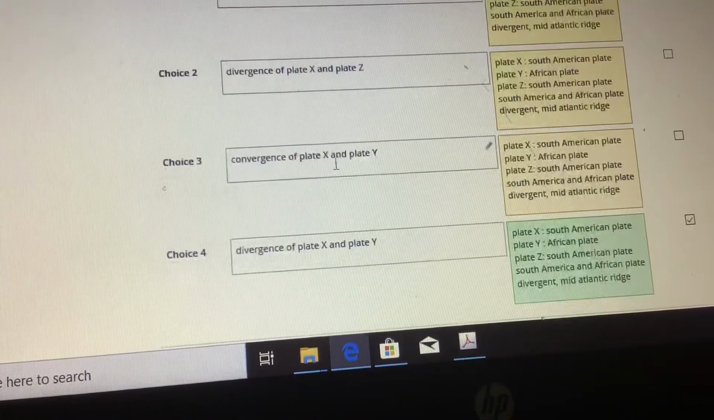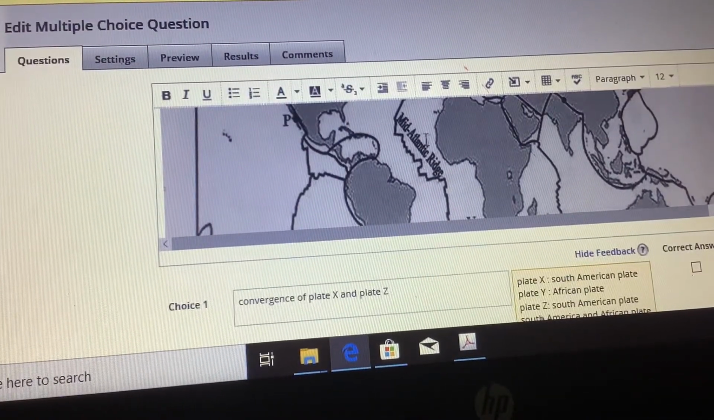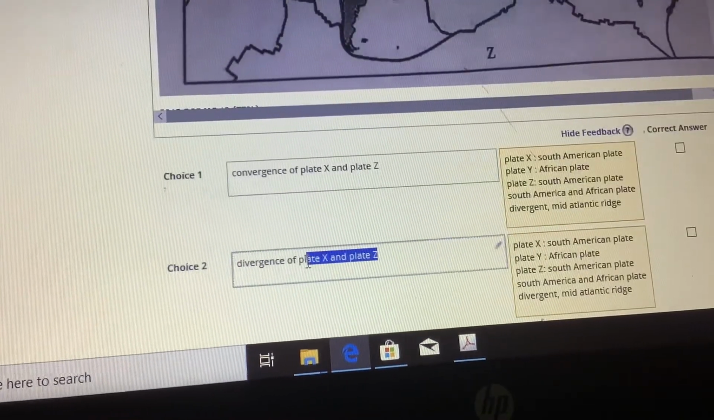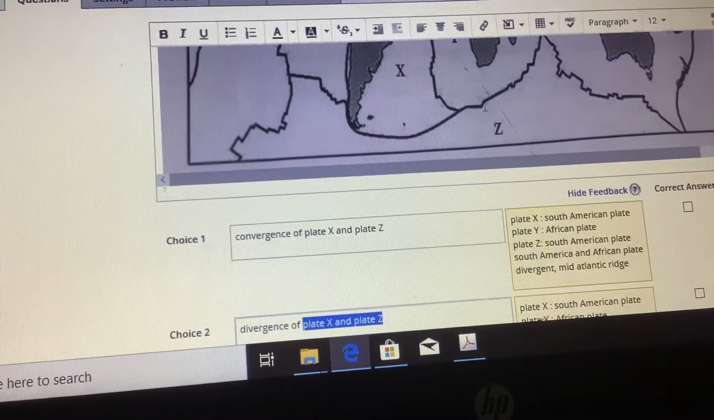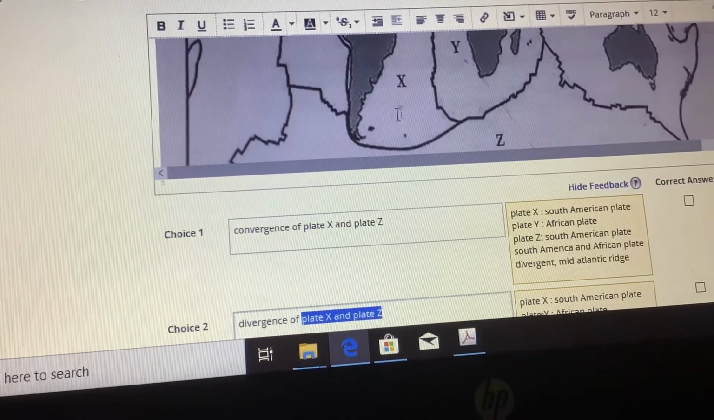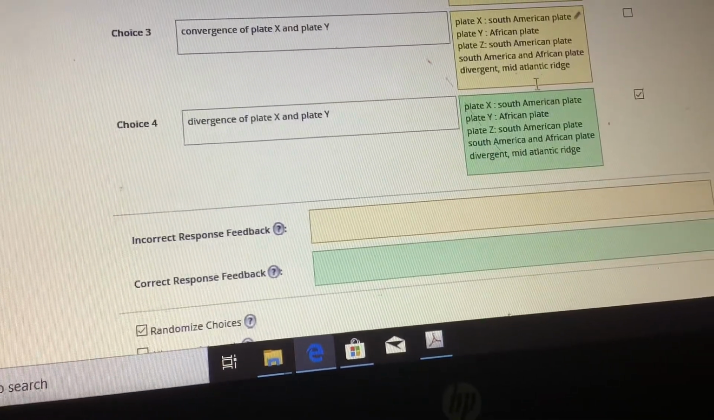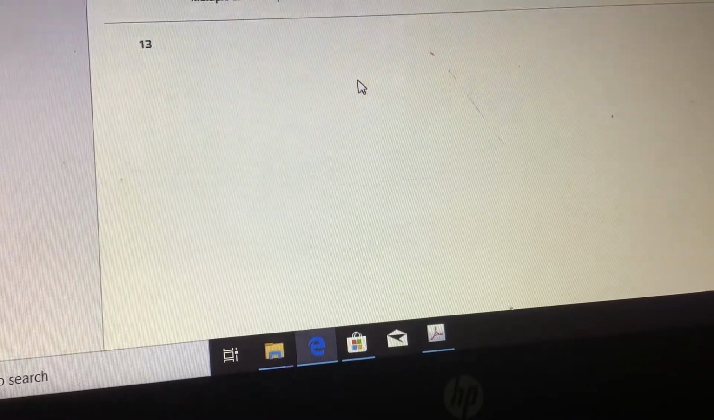And why number 2 is wrong is because the Mid-Atlantic Ridge is right here, and what it is saying is that the plates are moving apart from plate X and plate Z, or totally other places. So number 2 is also wrong. Accordingly, number 4 is right. Okay, plate, as I said before, all the things I have talked with you before.